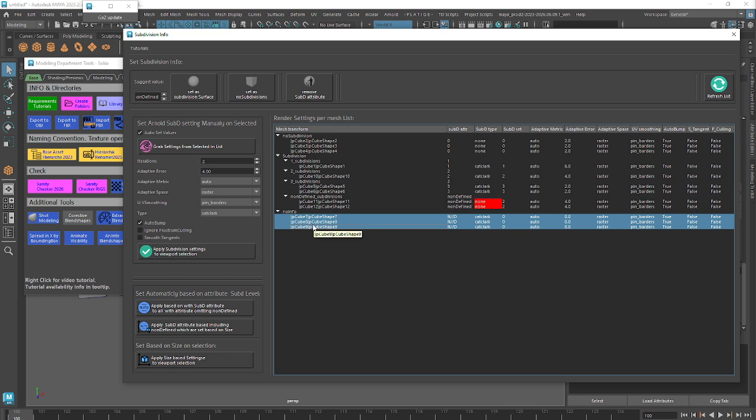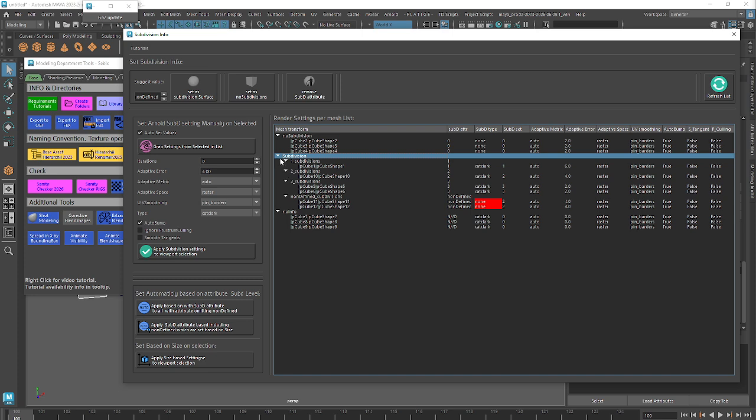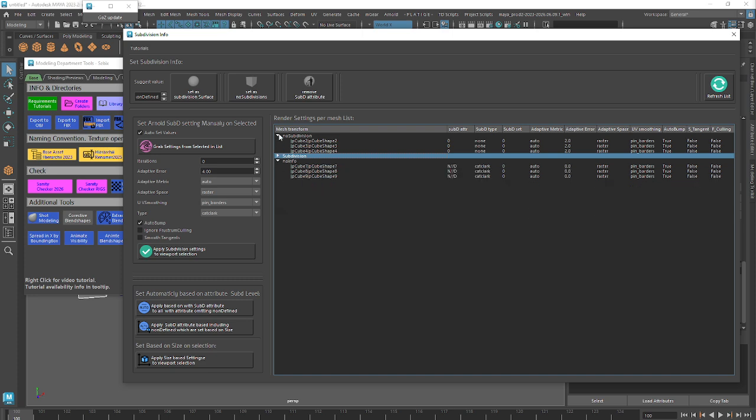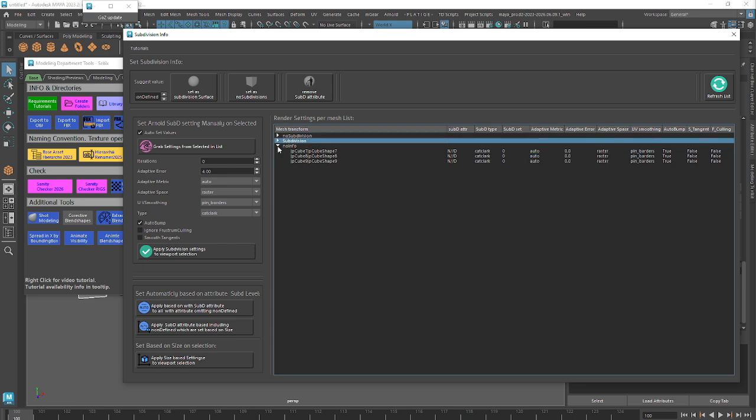Due to that, it's a vertex based alembic later on used for rendering. So this is usually used for props that are being skinned, not being skinned but being constrained or parented.